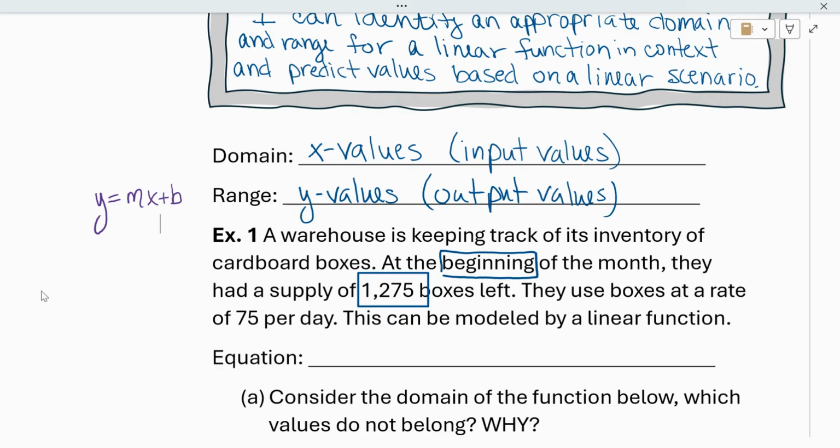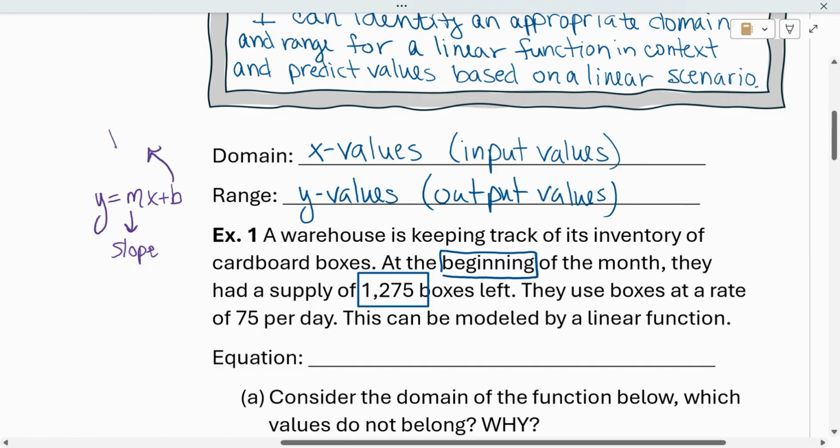By m? No, m is your slope. That was your first guess. M is your slope. Yes, it's represented by b. Remember that b is where you begin. This is where you begin on the y-axis. It's known as the y-intercept. We call this the y-intercept.